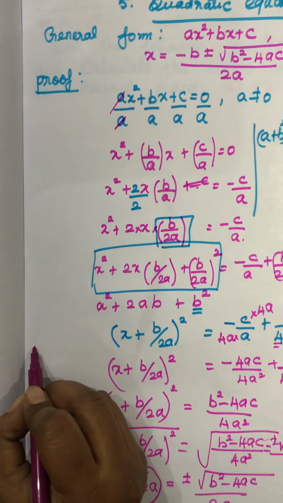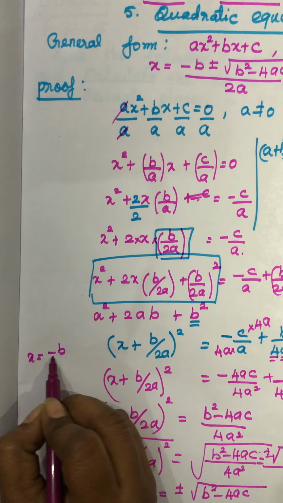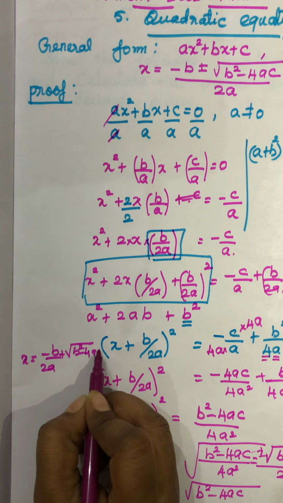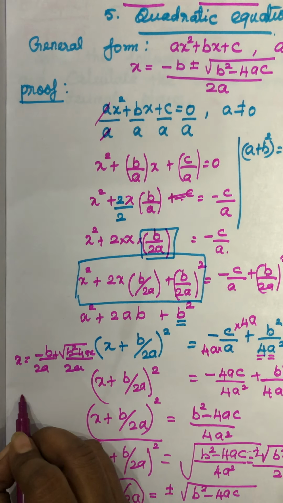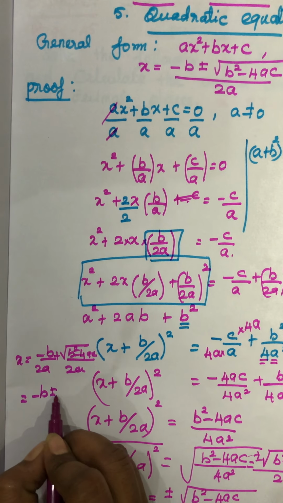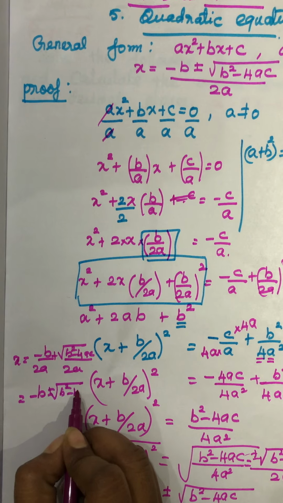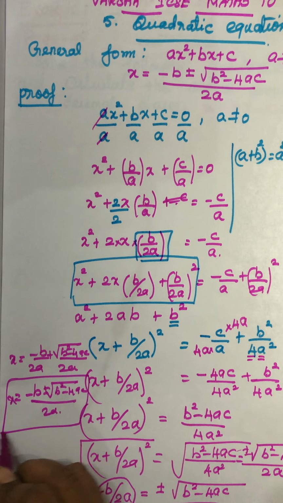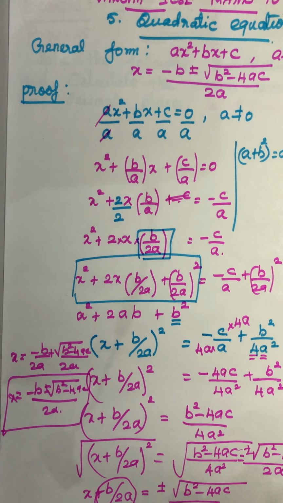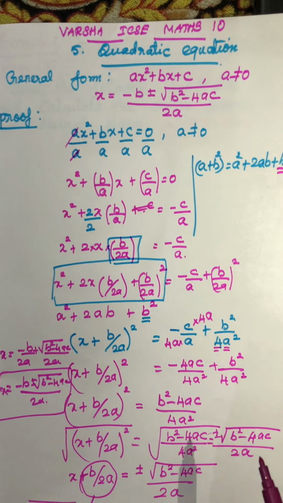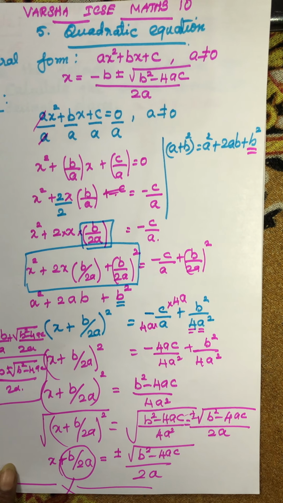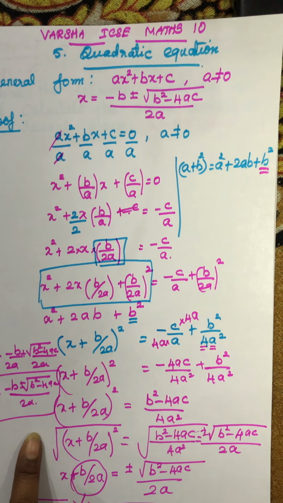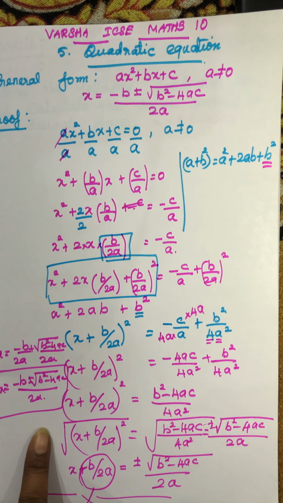So what is the final one? x is equal to minus b by 2a plus or minus root of b square minus 4ac by 2a. So this is minus b plus or minus root of b square minus 4ac by 2a. So this is our formula. Okay, so do you understand? So this method is the completing the square method. You have to know this method because we will be asked many questions to factorize in this method. Okay, completing the square method.